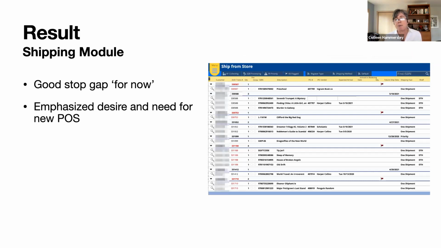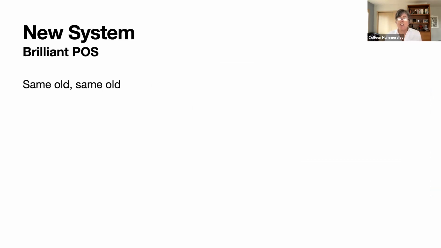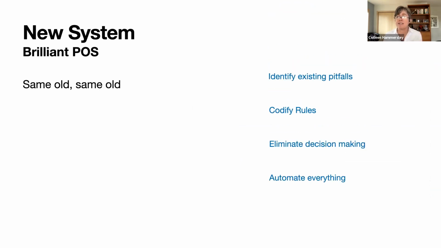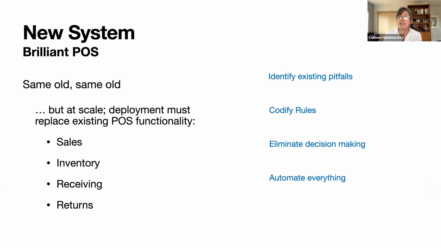The resulting shipping module addressed many issues and was well received by the staff members, but it did leave them wanting more, and soon. So the next step was to create a new POS. We started with the same process, but we all agreed that the new POS functionality could not be deployed in bits and pieces. Each major component could be created and tested individually, but the deployment must include all of these major components.